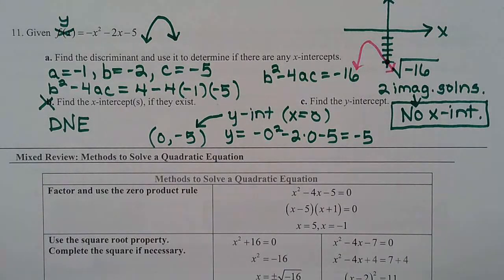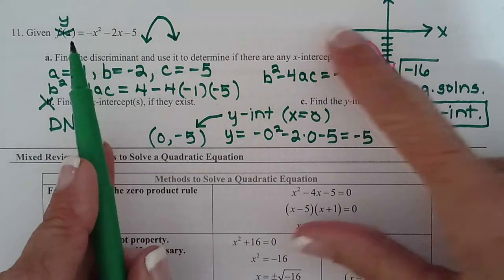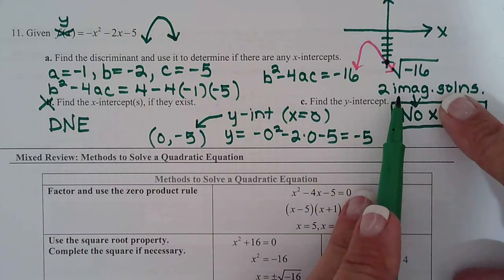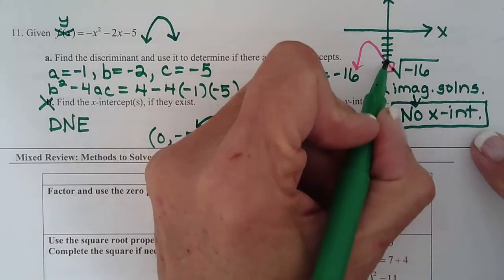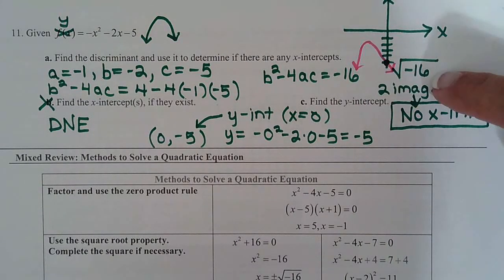Okay, so it cups down because of the negative leading coefficient. It never crosses the x-axis because it had imaginary solutions, but it does cross through y at (0, -5). So it could be over there and cross through y, or over here.